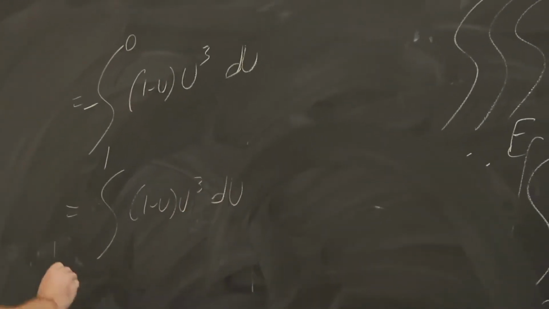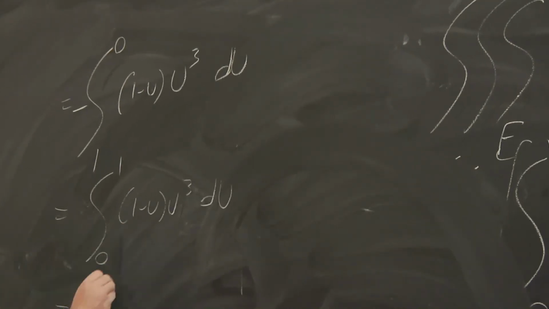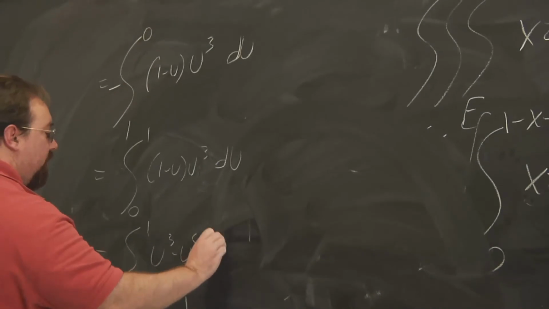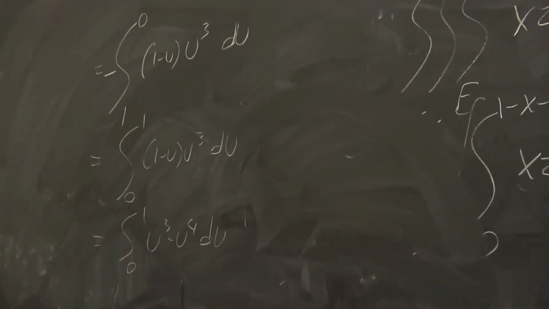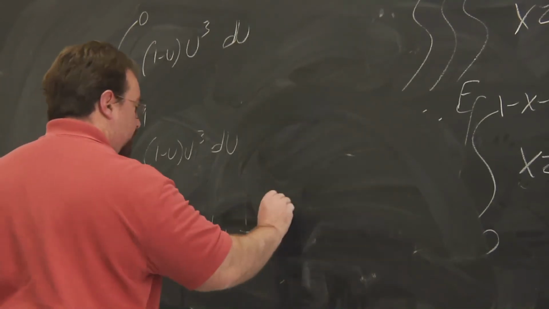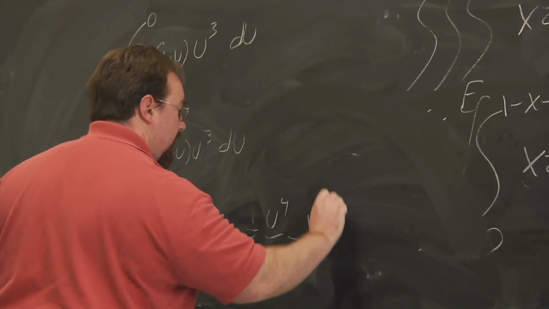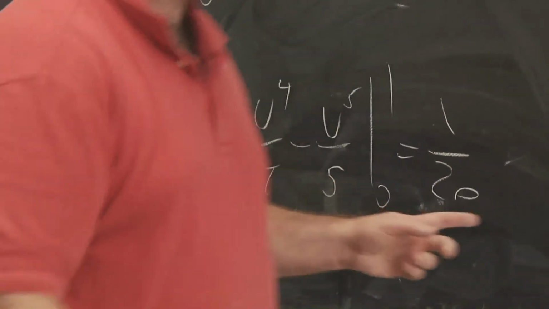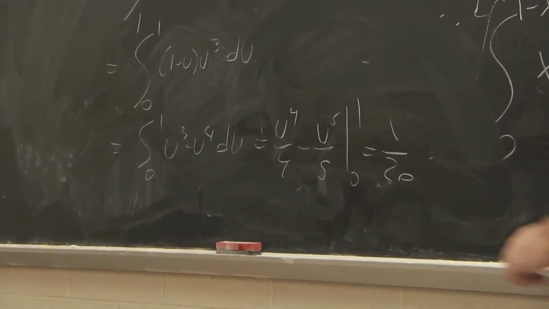Okay. So now we're integrating from 0 to 1. So now we can distribute, and we get u cubed minus u to the 4th du. And now this is something that we can easily do. So u to the 4th over 4 minus u to the 5th over 5. So we get 1/20th, and I forgot something. There's a 1/6 that was sitting out here all this time.